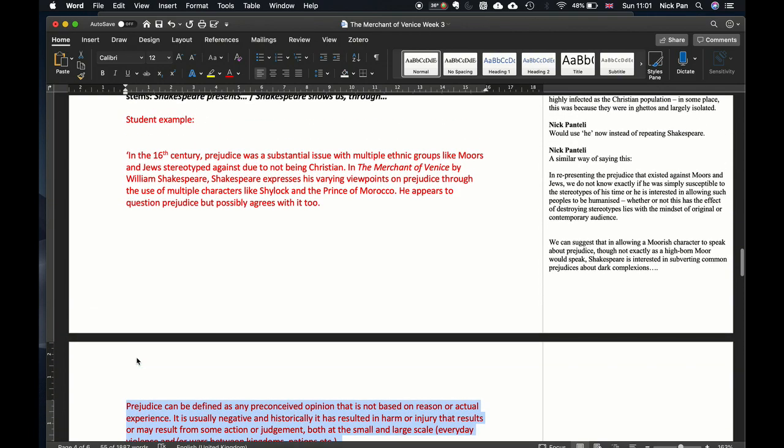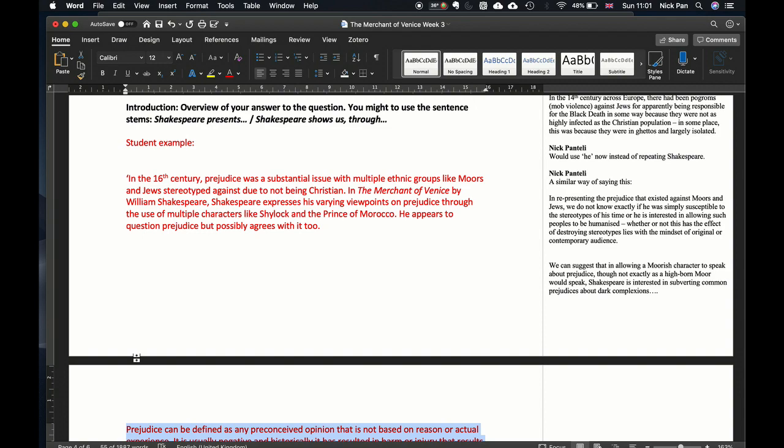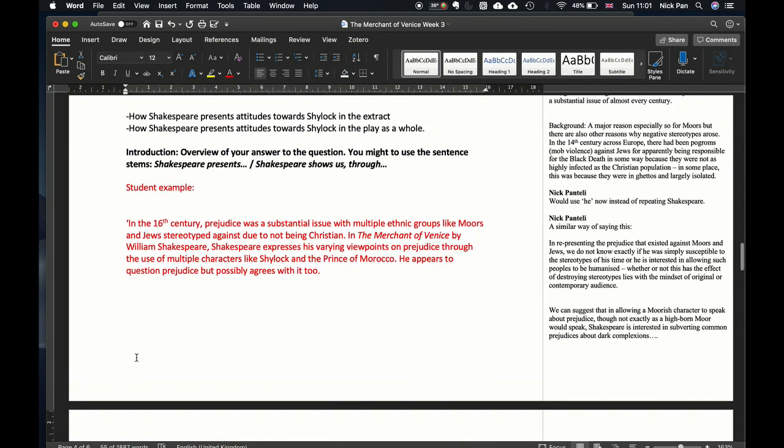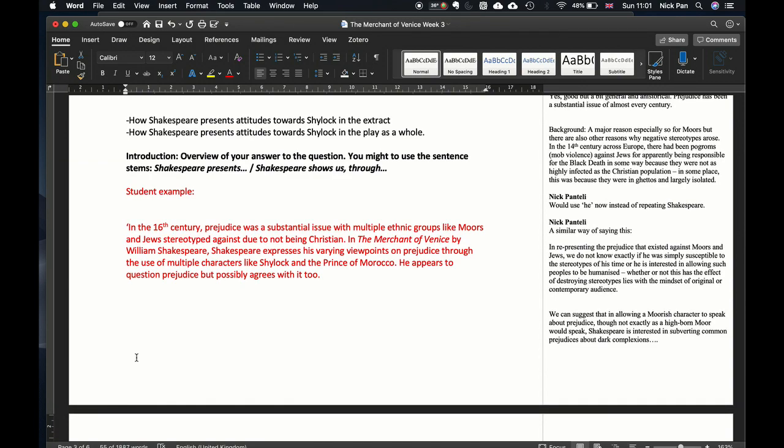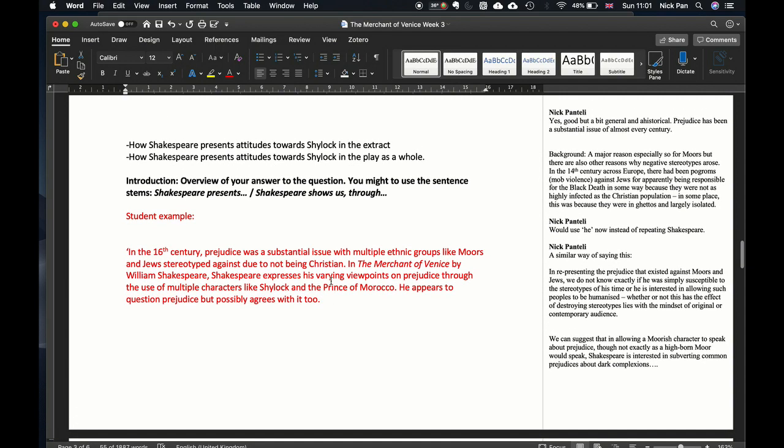Okay, so this student has written: in the 16th century, prejudice was a substantial issue with multiple ethnic groups like Moors and Jews, stereotypes against Jews for not being Christian. That's not untrue. That's not bad. In The Merchant of Venice by William Shakespeare, Shakespeare presents his varying viewpoints of prejudice through the use of multiple characters like Shylock and the Prince of Morocco. He appears to question prejudice, but possibly agrees with it too. I would recommend to this student not repeating the word Shakespeare in quick succession like this, but using the pronoun he. That's just one thing.